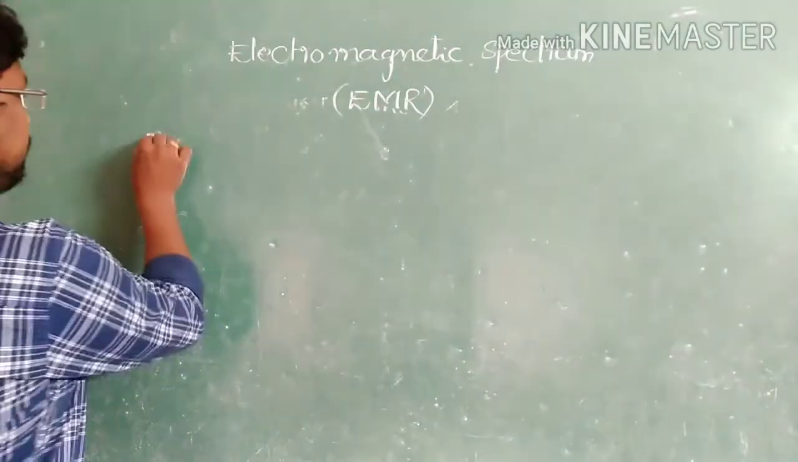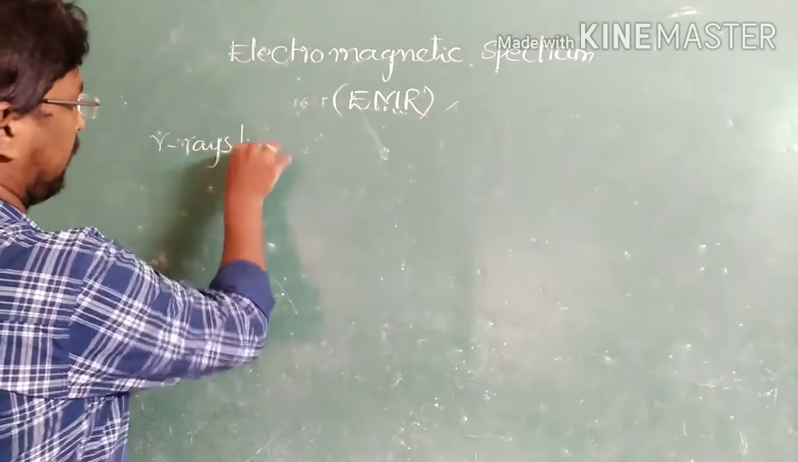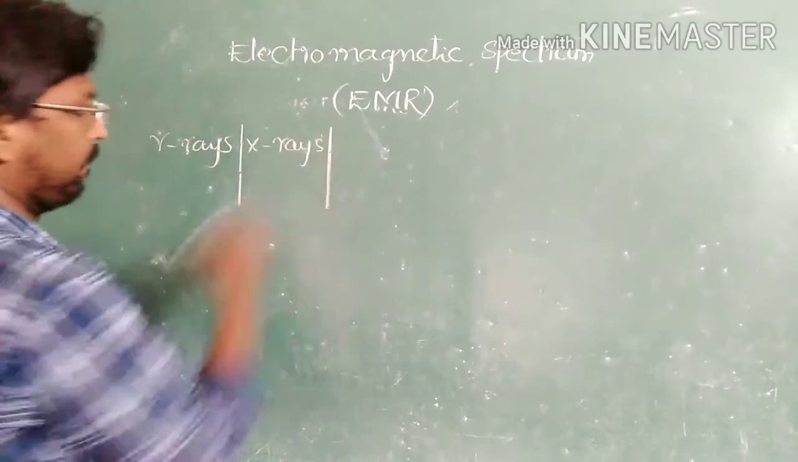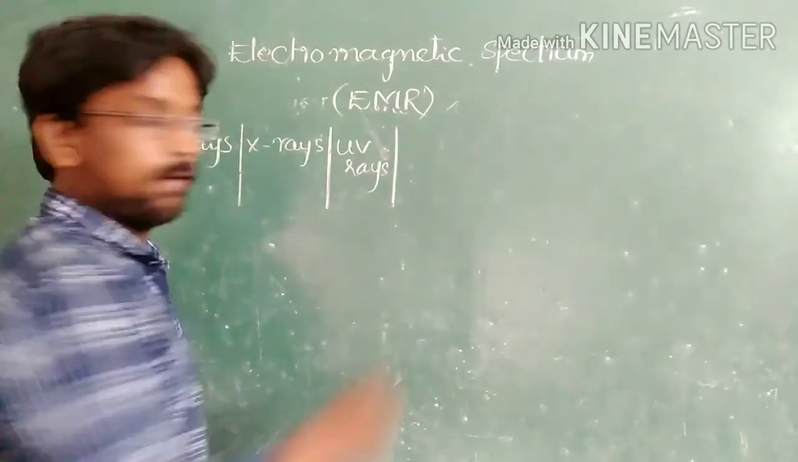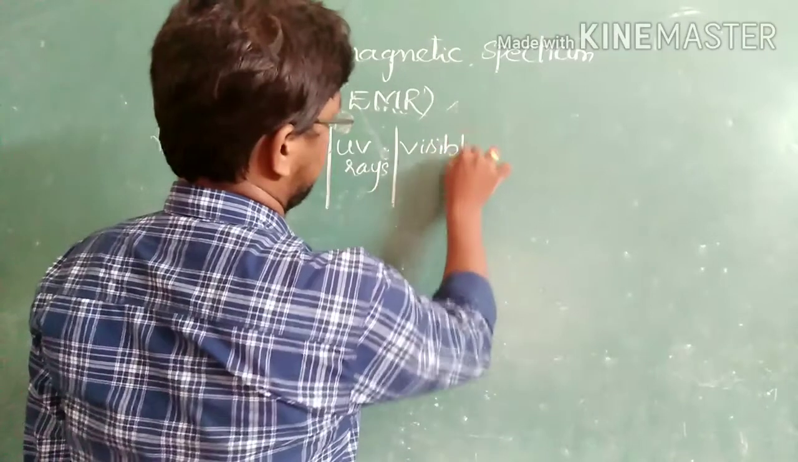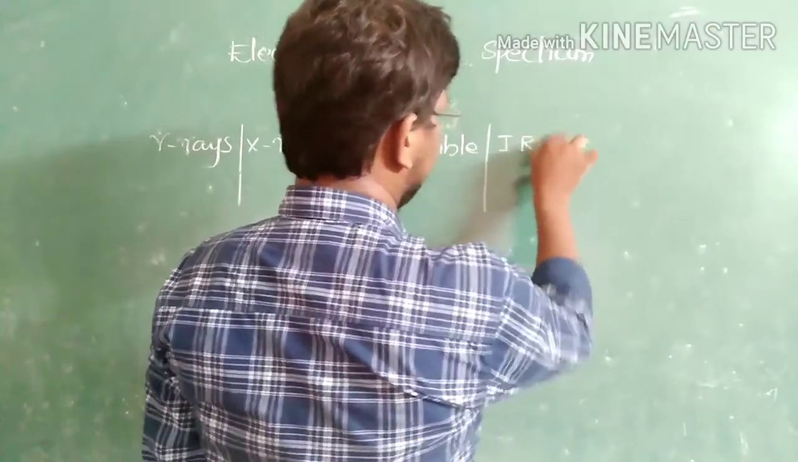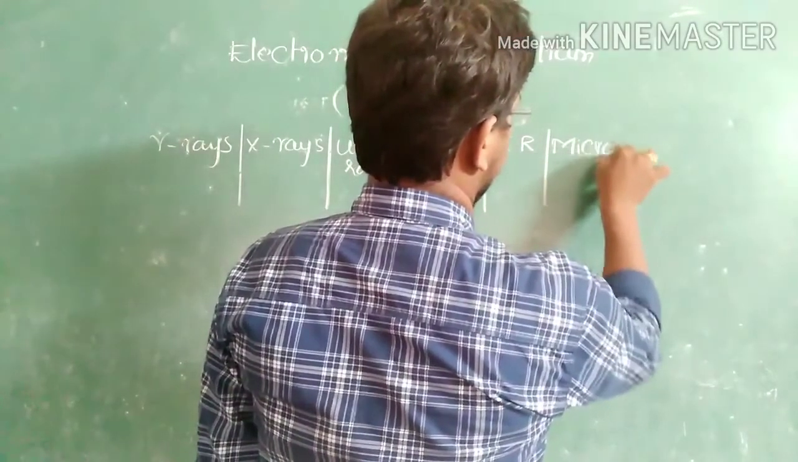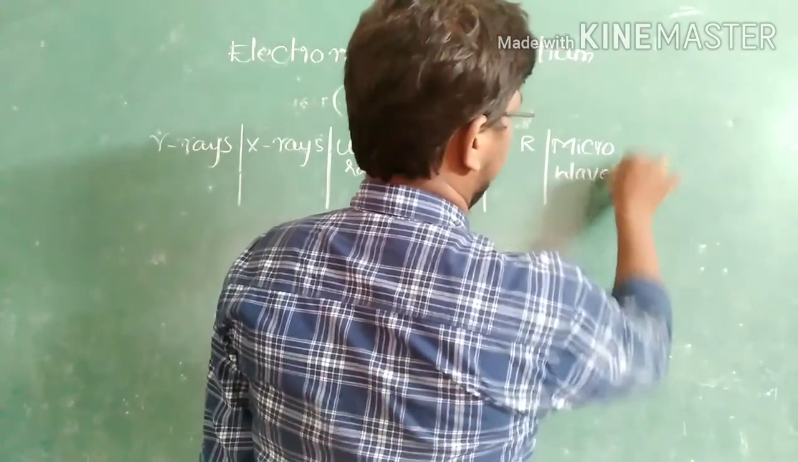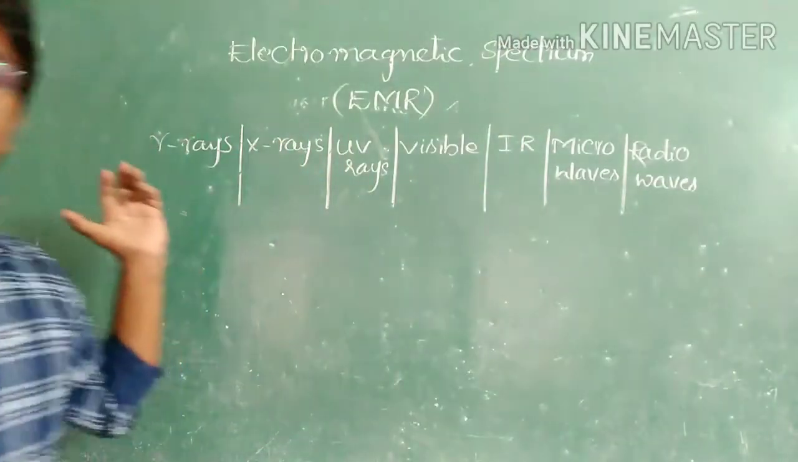First one is gamma rays, X-rays, UV rays, visible light, IR radiation, that means infrared radiation, microwaves, and finally radio waves. These are the entire range of the electromagnetic spectrum.